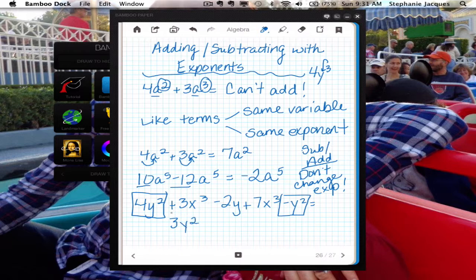Now I'm going to look at my next term. I have a 3x to the third. Do I have any other x to the third? Right over here. So I have 3x to the third plus 7x to the third. That's going to give me 10x to the third. And then the last thing I have left is this negative 2y, so I just put it on the end. This is as far as you can go. It's simplified because you can't combine anything because they're not like terms anymore. So that's how you add and subtract exponents.